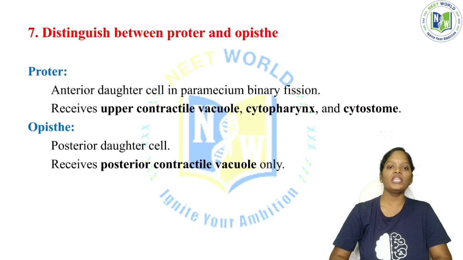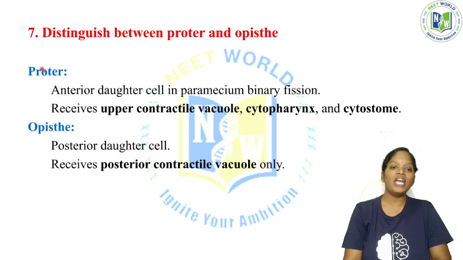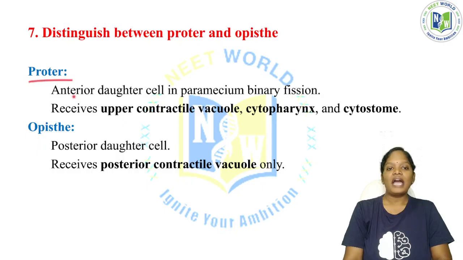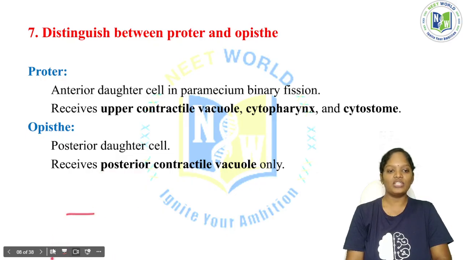Okay, now what is the distinction between proter and opisthe? See here, I think we have discussed this term already. Proter means the anterior daughter cell in the paramecium binary fission. See, for example, this is a paramecium during binary fission. Just see here. So this is a paramecium.